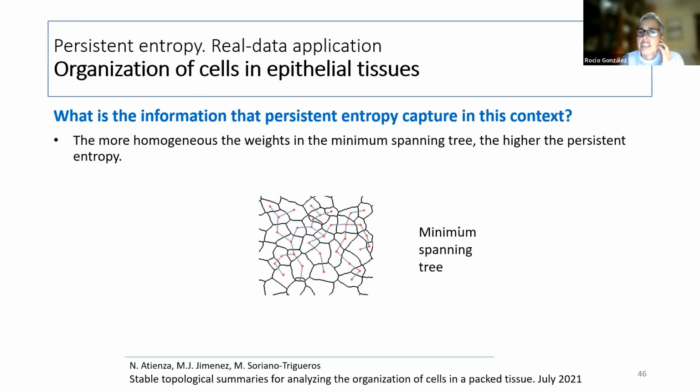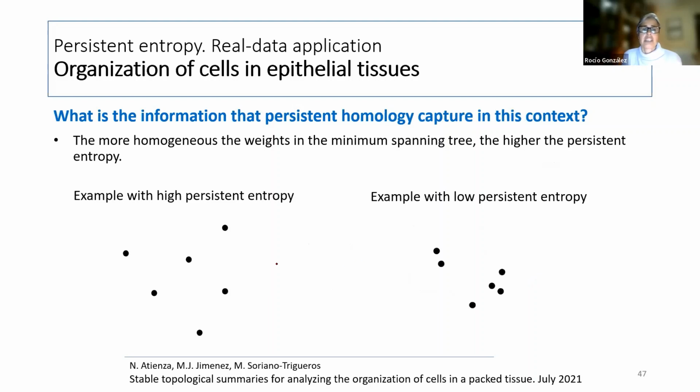And one important thing that the authors discovered in this paper is that persistent entropy is highly correlated with the weights of the minimum spanning tree. So they show that the more homogeneous the weights in the minimum spanning tree are, then the higher the persistent entropy is. So there is a relation. This is an example.